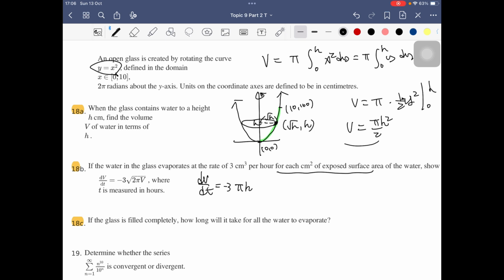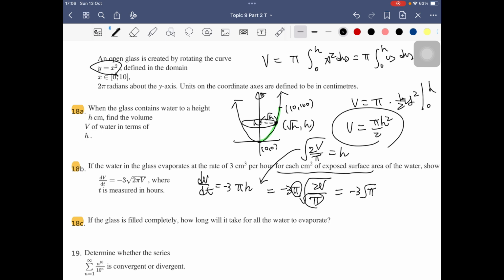So now we have this is V. So 2V over pi equals h. So when we put this here, negative 3 pi, and 2V over pi.